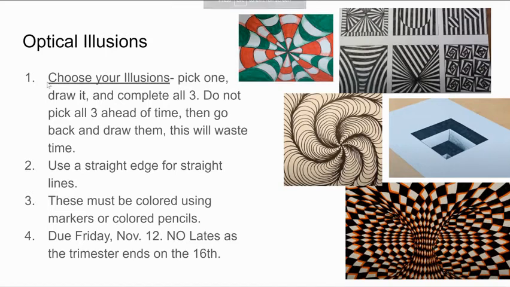So the first thing you're going to do today, once you've got Canvas open, is choose your illusions. You're going to pick one, draw that, and then pick a second one, draw that one, until you've completed all 3, unless you are doing this one down here, because that is way more involved. Then you are only working on just this one on larger paper. Okay. If you are doing the 3, then you're going to be working on 3 different sheets of computer paper.